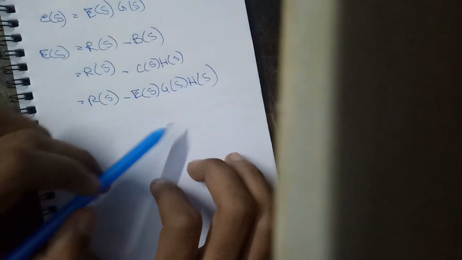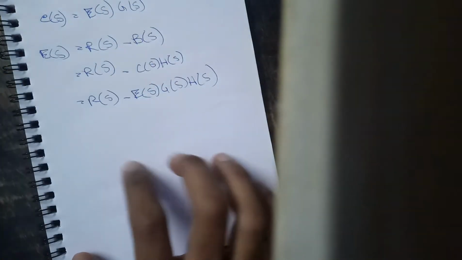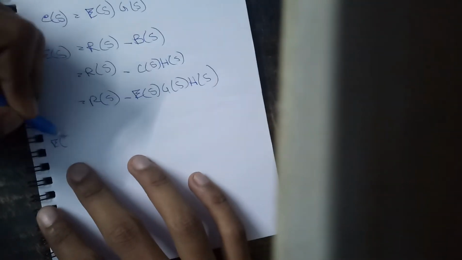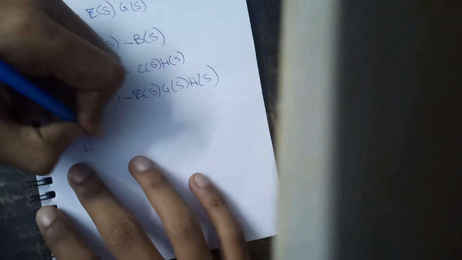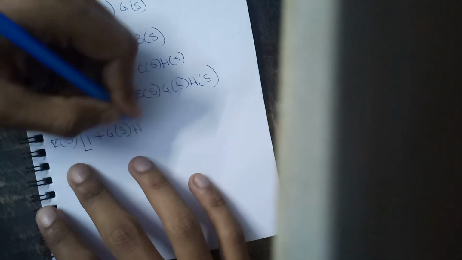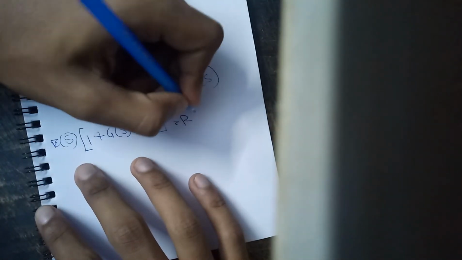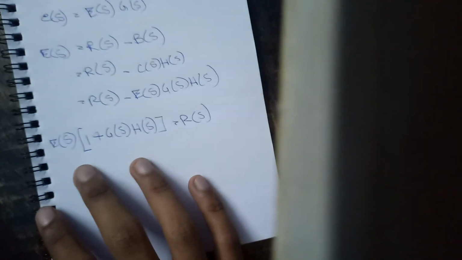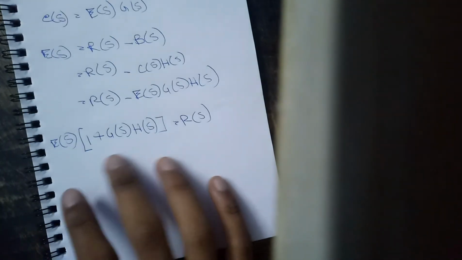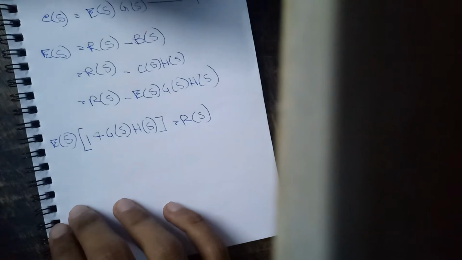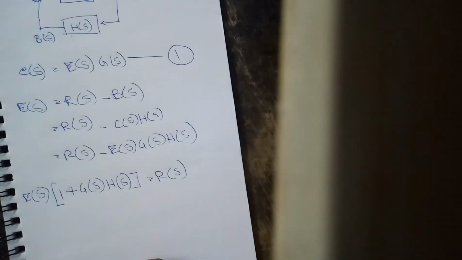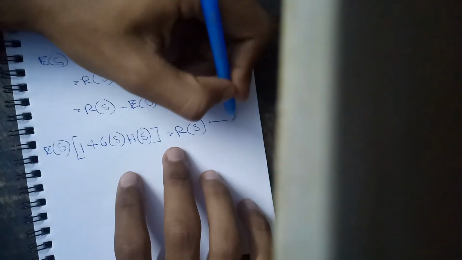Now if we take this part to the left hand side, we can take E(s) common and write 1 plus G(s)H(s) is equal to R(s). I hope it's clear to everybody. So we get two equations. One is C(s) is equal to E(s) into G(s), and one is R(s) is equal to E(s) into this whole thing.